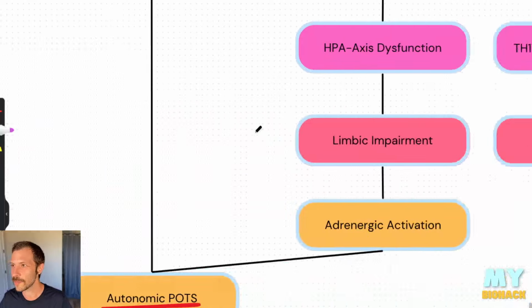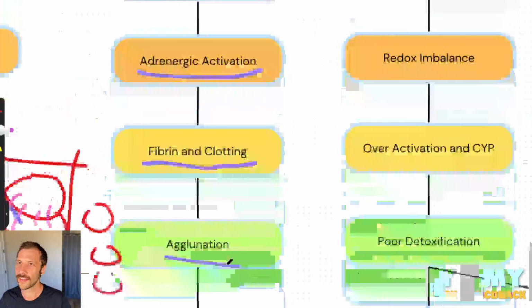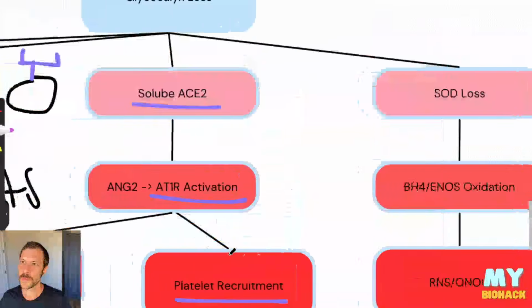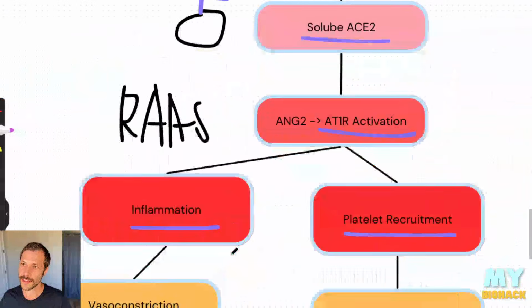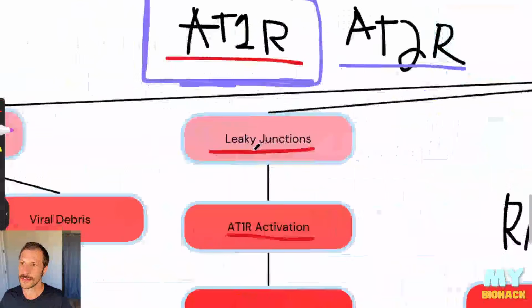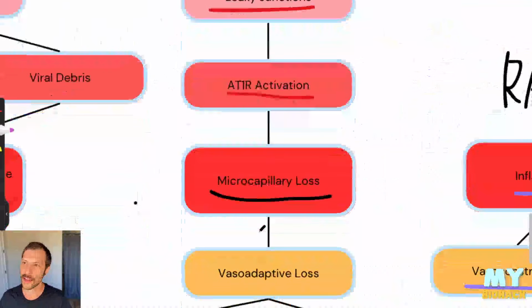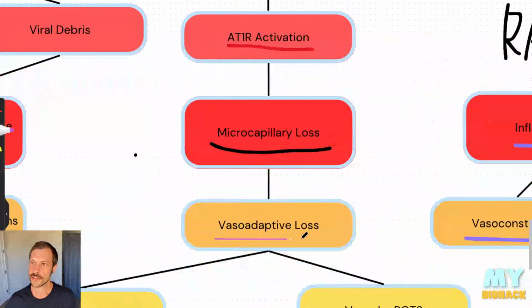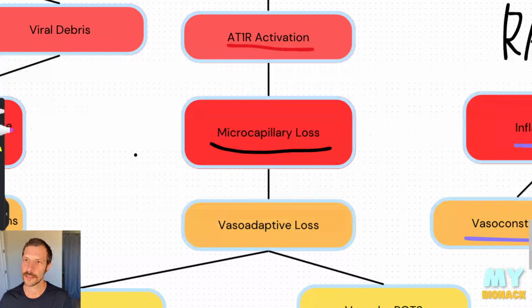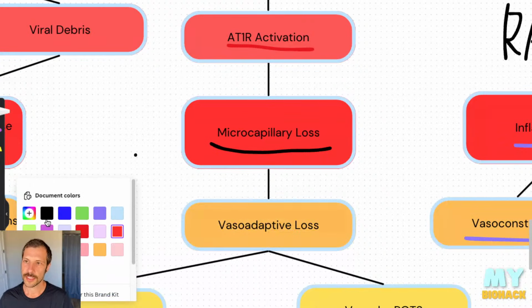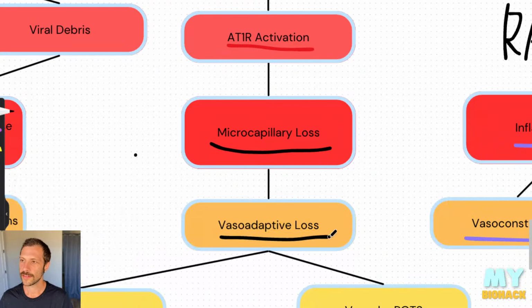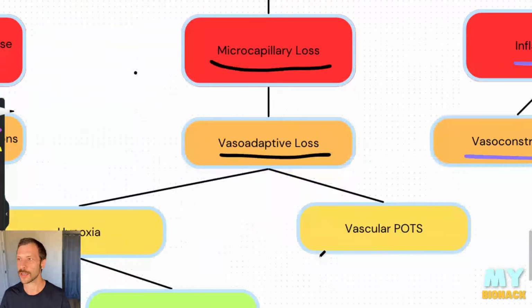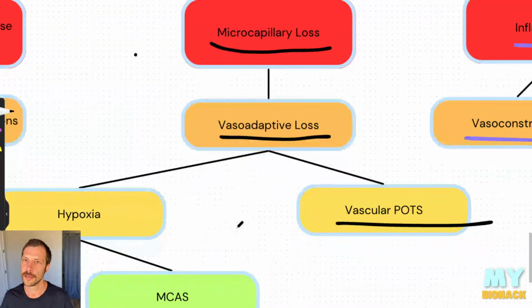All right, so let's go back to where we were with this stuff here. So we're back at the leaky junctions, microcapillary loss. That microcapillary loss causes the vasoadaptive loss. So you can see now how you're unable to constrict and vasodilate and respond appropriately to those adaptations. And that's what causes vascular POTS.